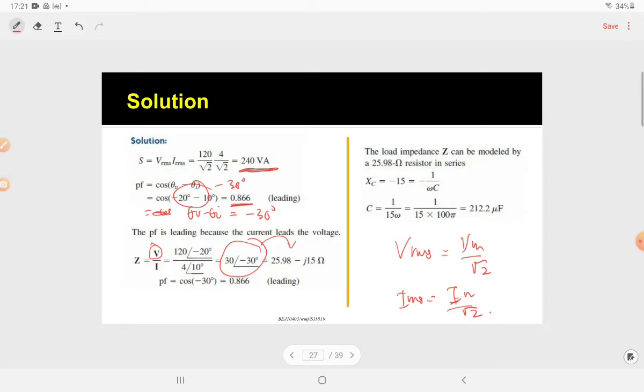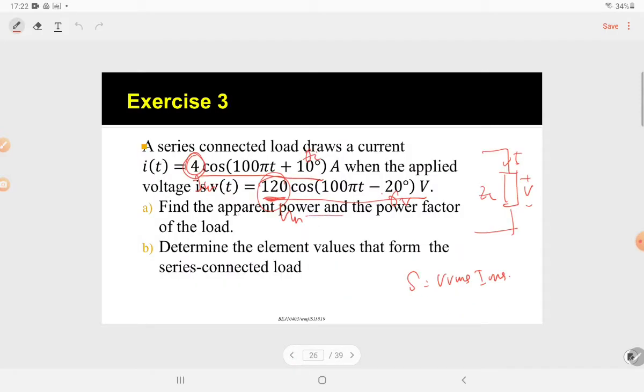So you can see here, the imaginary part has a negative value because we know that the load is actually a capacitive load. To confirm your answer, with a leading power factor, usually you got a negative value for the reactive part. The question is to find the apparent power and the power factor of the load, and then determine the element value that form the series connected load. So next, determine the element. We know the element is actually the capacitor due to the leading power factor. So you need to find the value of the capacitor.